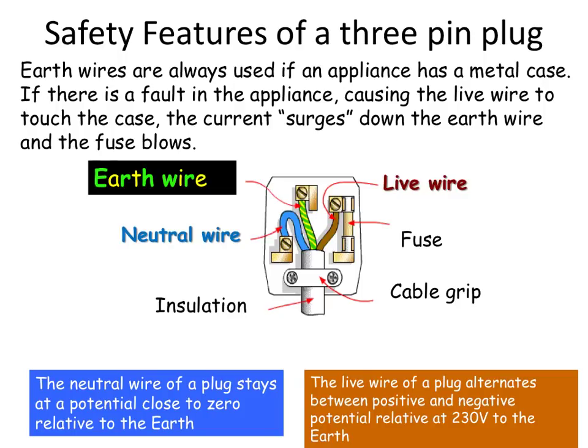You should be aware that the neutral wire of a plug stays at a potential close to 0 relative to the earth, and that's where the current leaves the plug. Whereas the live wire of the plug alternates between positive and negative potential difference at around 230 volts greater than or lower than the 0 volts of the earth.